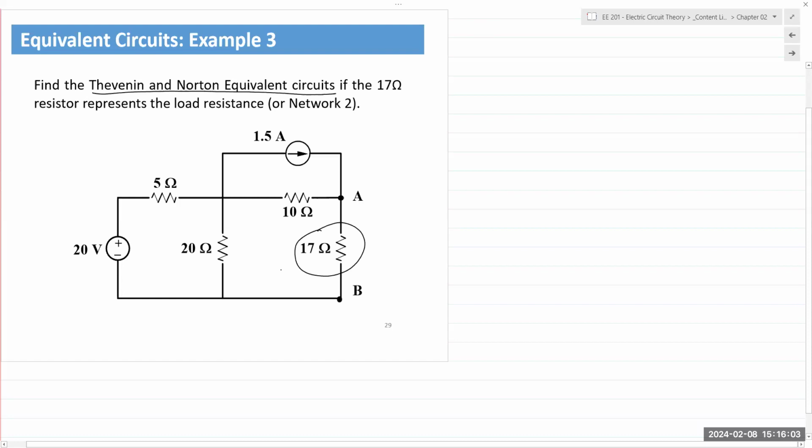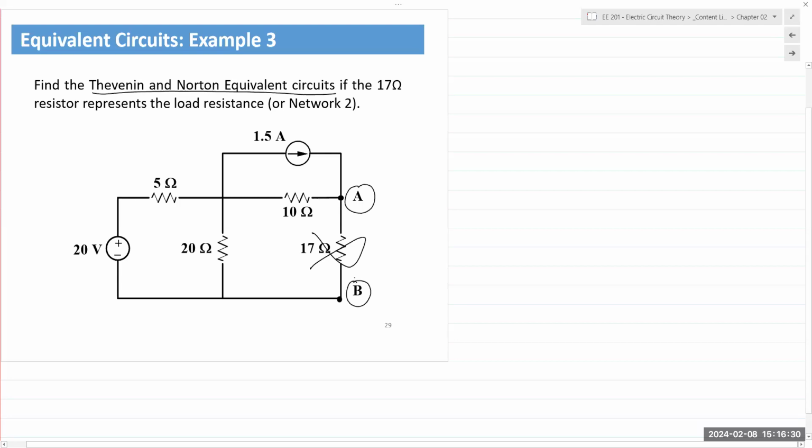Now, as always, if the problem statement specifically states that there is a load present in the circuit, then the load resistor is not part of the analysis. So we remove that, okay? And then we begin our analysis without that 17 ohm resistor. Once we remove that resistor, we can see our terminals of analysis are right here, A and B.